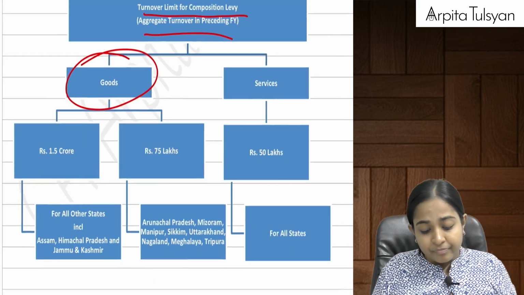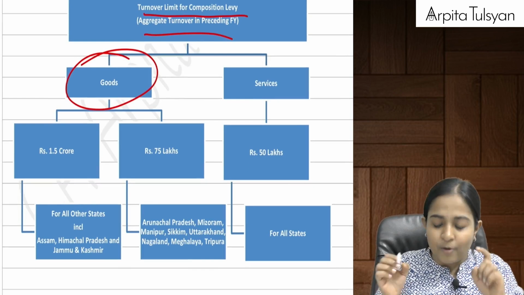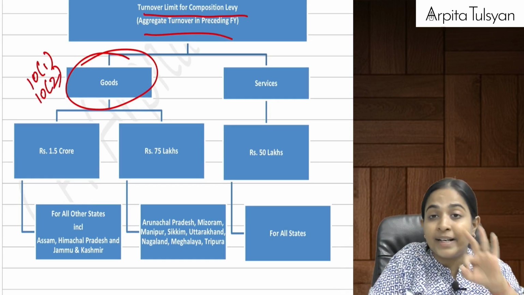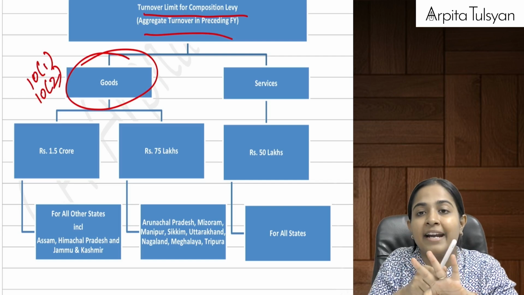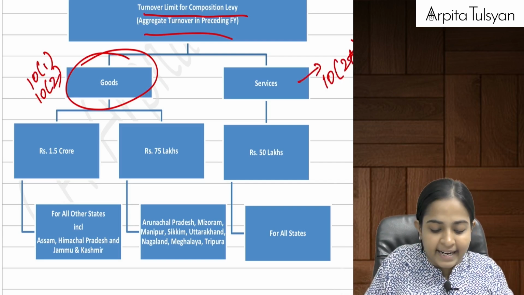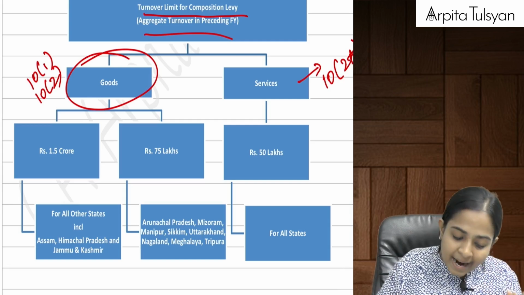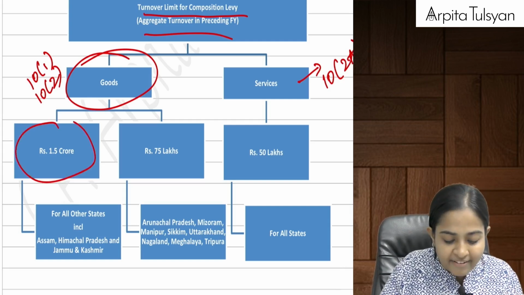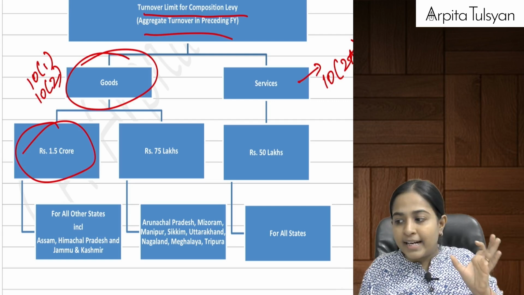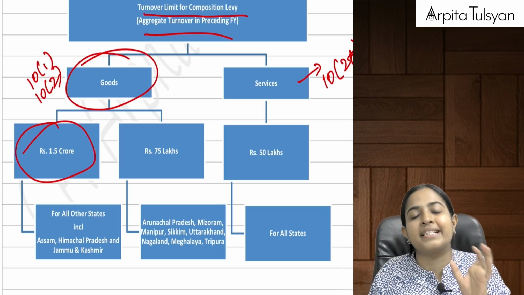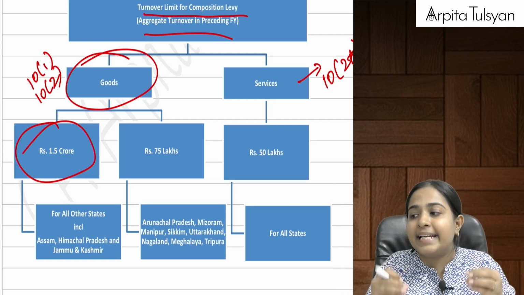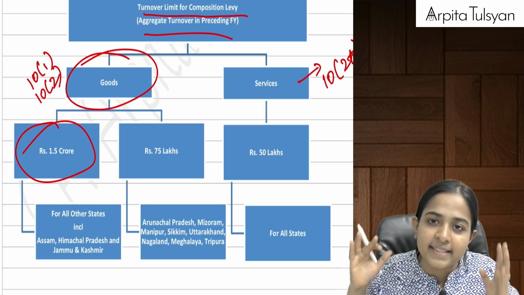Now, in case of goods, we are talking about section 10.1 and 10.2, where three items were considered: manufacturer, trader and restaurant services. And for services, we are talking about section 10.2a. My last year's turnover should not have exceeded rupees 1.5 crore. If my aggregate turnover did not exceed 1.5 crore, then in the current year at least I am eligible for the composition scheme.